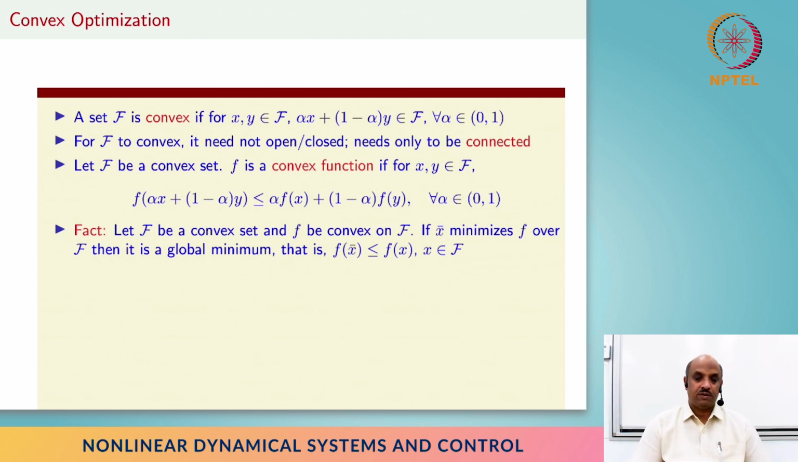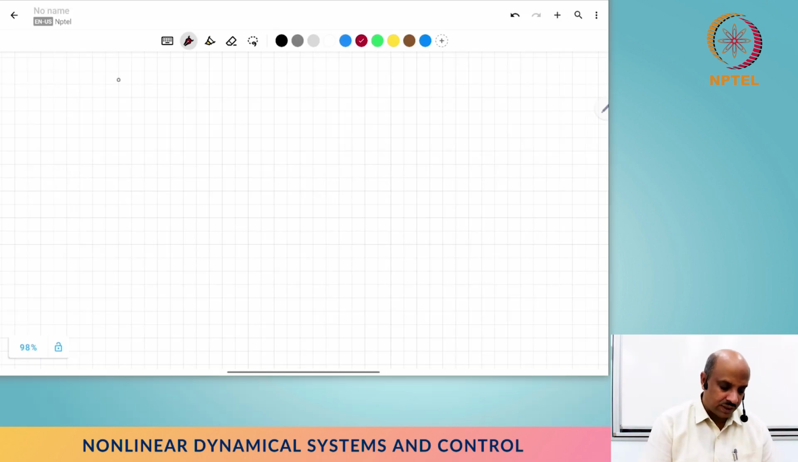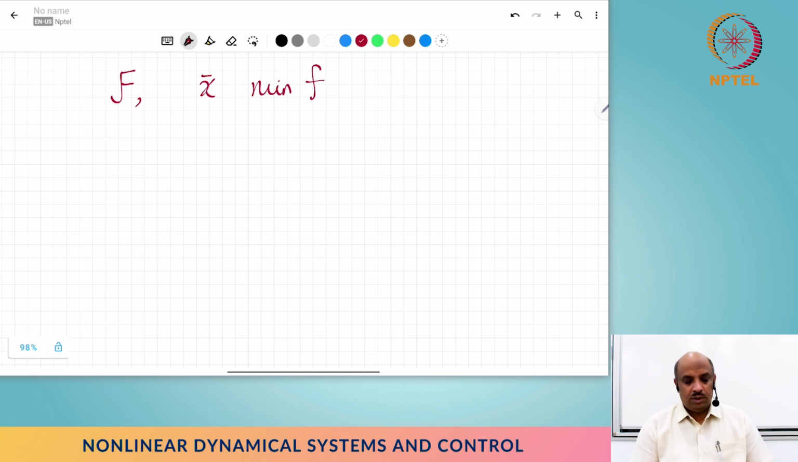Now this is what is quite interesting, and I'll go back and prove. If script f is a convex set and f is a convex function on that convex set, and suppose we find this x bar minimizing f over this convex set script f, then it is going to be a global minimum. So if you have a local minimum, then it is going to be a global minimum, right? So let's say f is there, and I know x bar minimizes f, let's say locally.